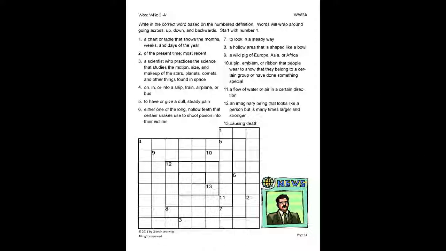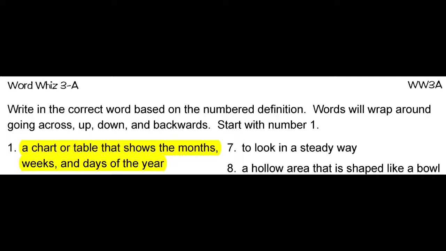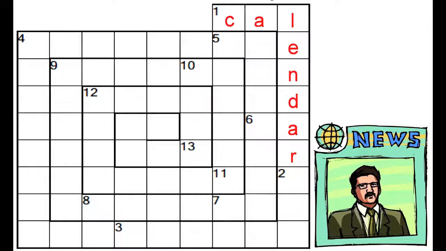Here, the student will write the correct word based on the numbered definition. Words will wrap around going across, up, down, and backwards. Start with number 1. A chart or table that shows the months, weeks, and days of the year. Since we know this is the definition for calendar, we will neatly write calendar where the number 1 is located on the puzzle.